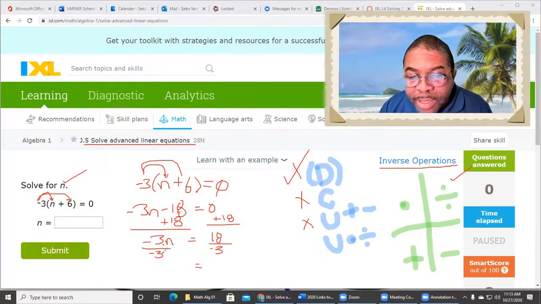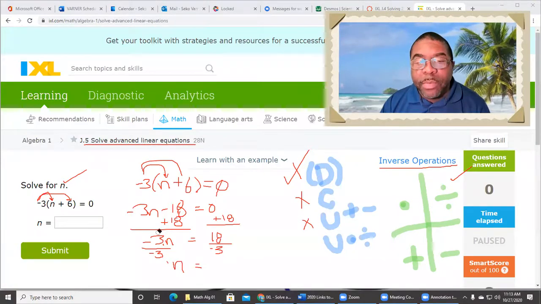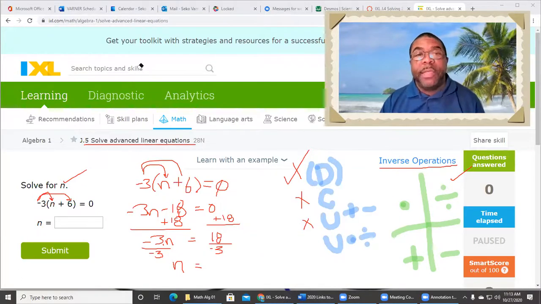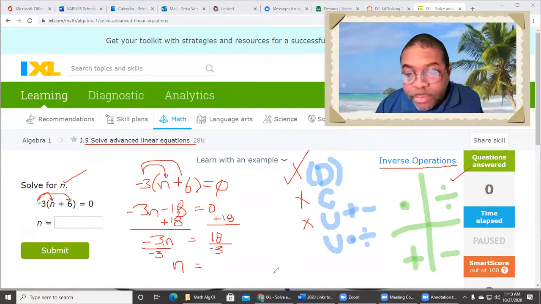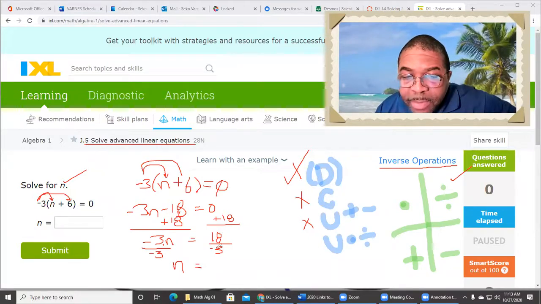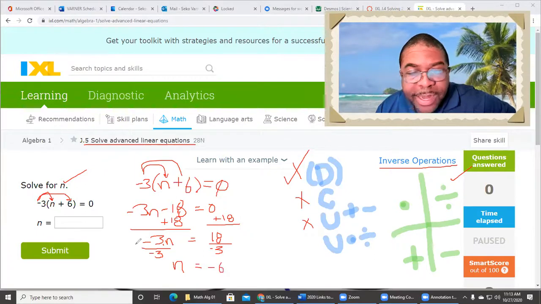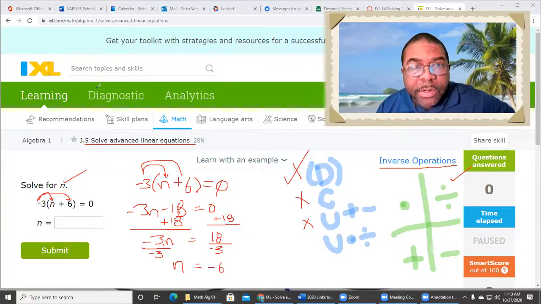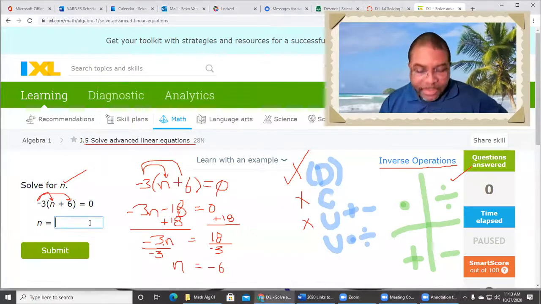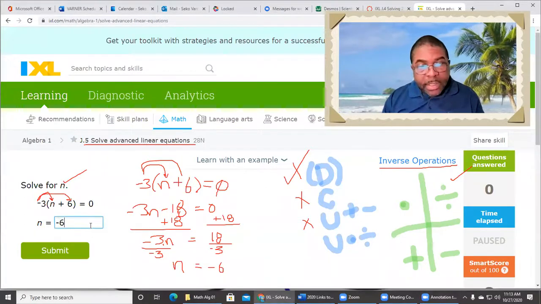Negative 3 goes into negative 3 one time, and that leaves me with the n. I don't even have to write the number 1, because just the n by itself means there's a 1 there. Now, 18 divided by negative 3 is going to be negative 6. So our answer here is going to be negative 6. Let's see if I'm right.